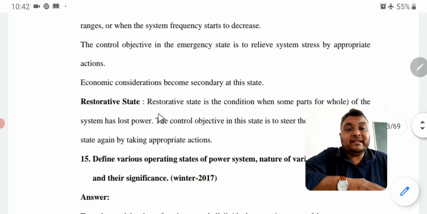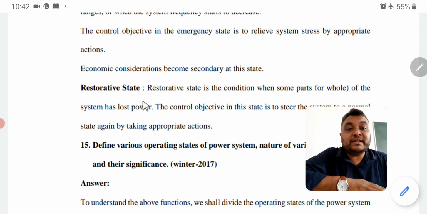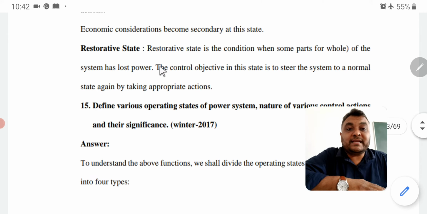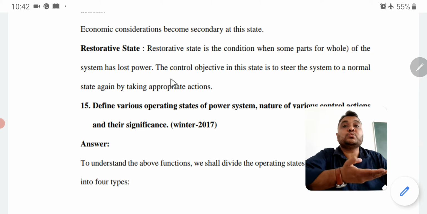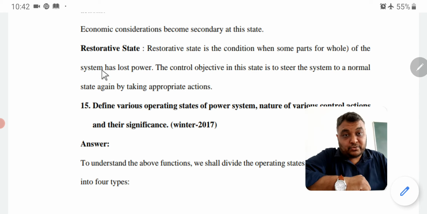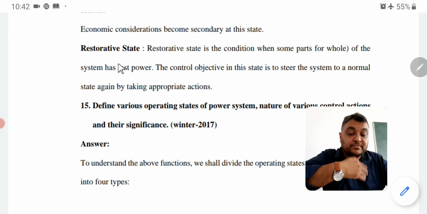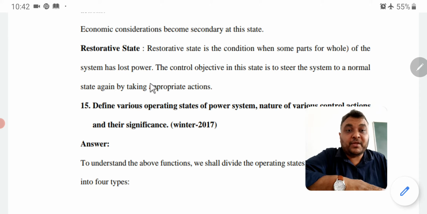Okay, and the third state is the restorative state. The restorative state is the condition when some parts or the whole of the system have lost power. It is the state after those two states are over. In the restorative state the system tries to recover itself. The control objective in this state is to steer the system to a normal state, again by taking appropriate actions. So these are all the states which we are considering here.